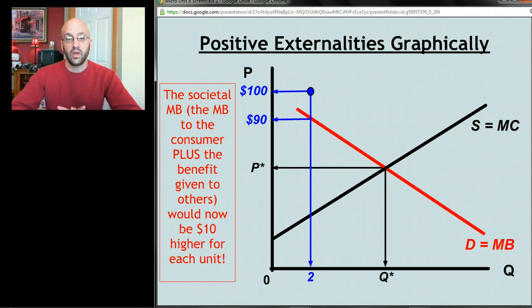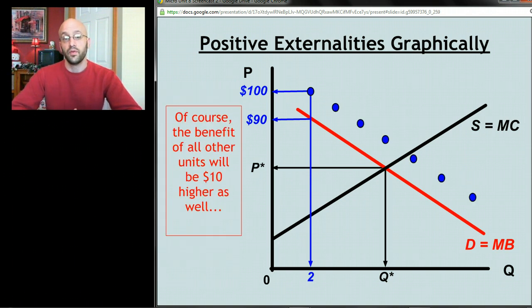The marginal benefit of that second unit wouldn't be 90 anymore. The societal marginal benefit would be the benefit received by the consumer, 90, plus the benefit showered onto others, that $10 worth of benefit. And again, that's going to be true for every single unit sold. Every single unit sold is going to have a benefit $10 higher than what the consumers see.